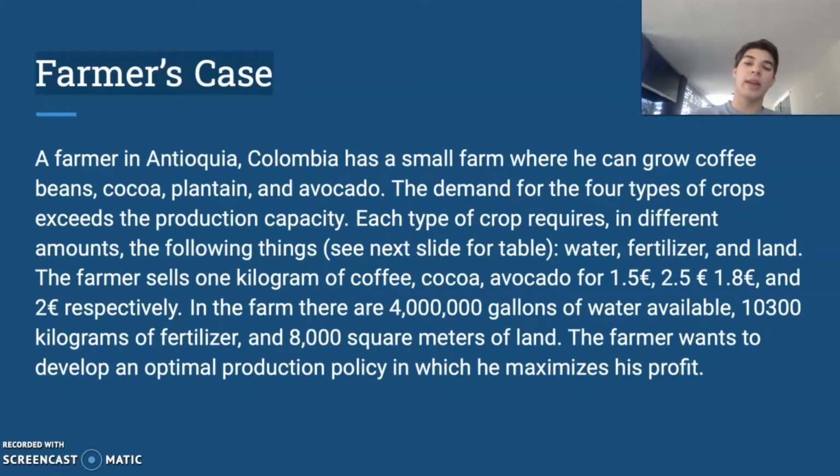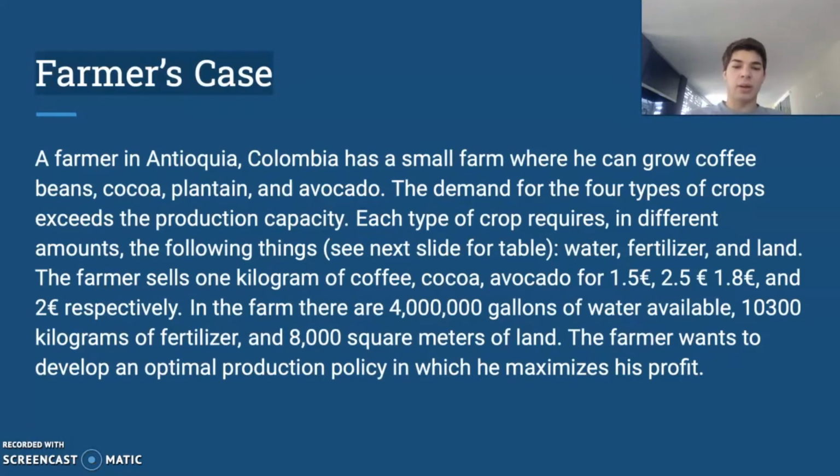Okay, so our case for linear programming is going to be a farmer case. It says: a farmer in Antioquia, Colombia has a small farm where he can grow coffee, beans, cocoa, plantain, and avocado. The demand for the four types of crops exceeds the production capacity. Each crop requires, in different amounts, the following things: water, fertilizer, and land. The farmer sells 1 kilogram of coffee, cocoa, plantain, and avocado for 1.5 euros, 2.5 euros, 1.8 euros, and 2 euros respectively.